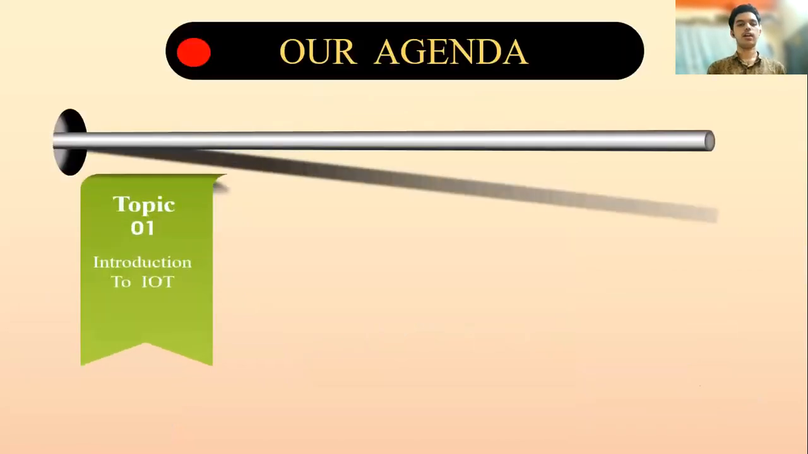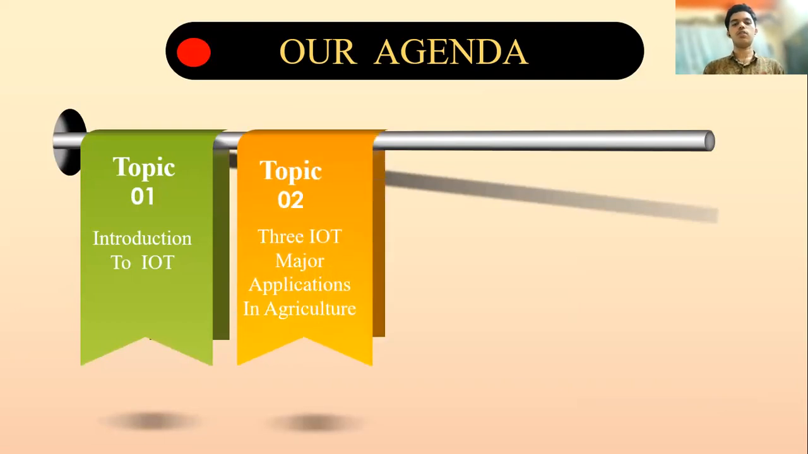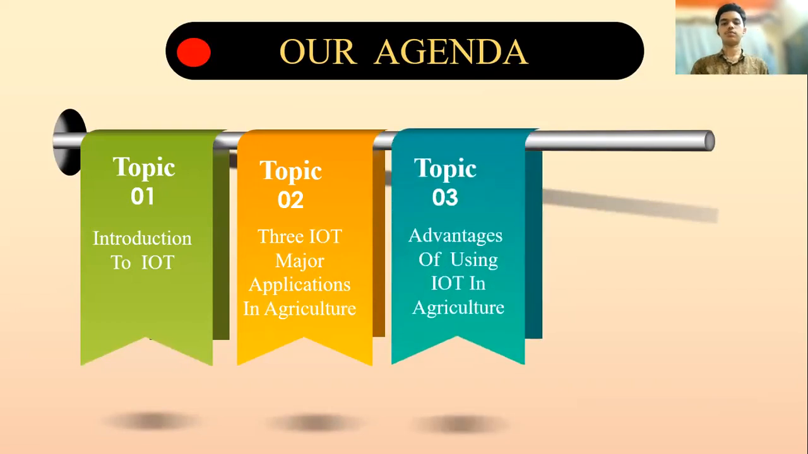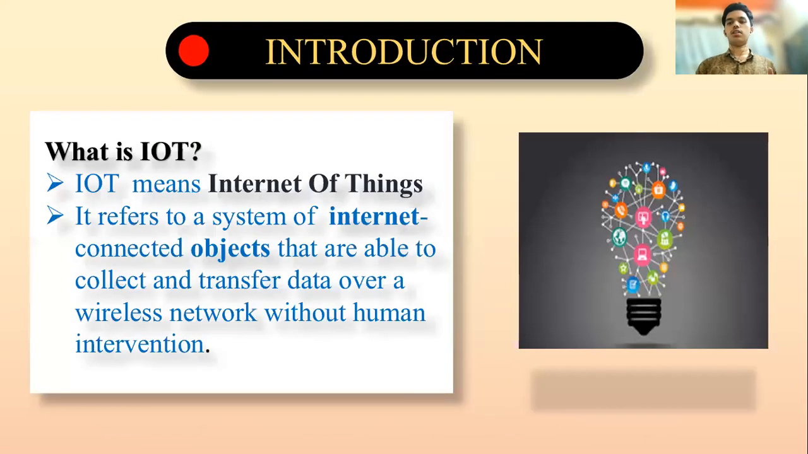Let's see our agenda. We are going to discuss how IoT is implemented in agriculture and what IoT is. After that, we will discuss three major applications of IoT in agriculture. Then we are going to discuss the advantages of using IoT in agriculture, and after that, the challenges which are going to be faced while implementing IoT in the agriculture field. Okay. Now let us discuss.